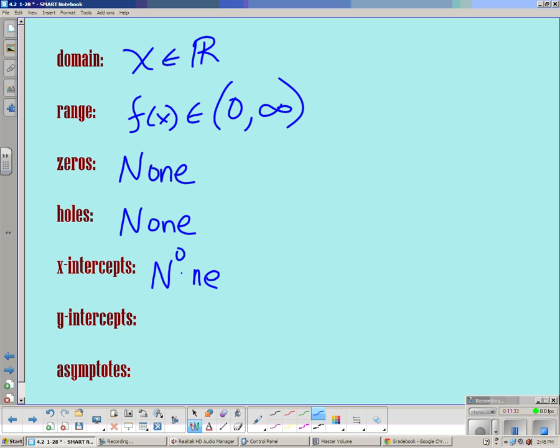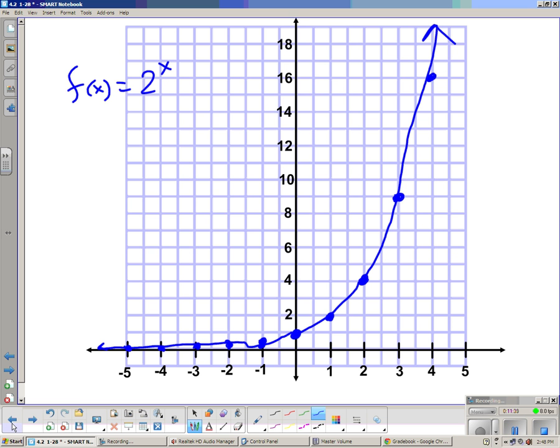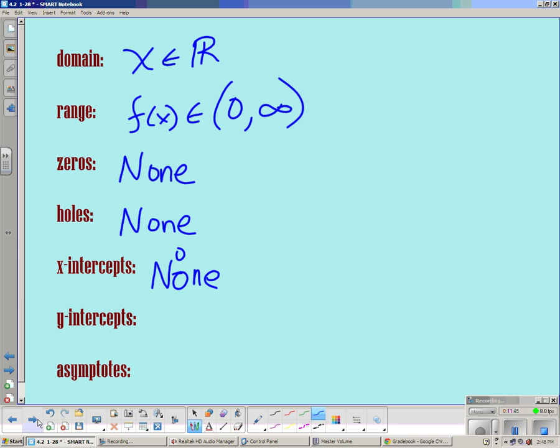Not sure how that happened, but that's okay. Now for the y-intercepts. Okay, if we go back, it crosses the y-axis right here at 1. So our y-intercept is at 0, 1.